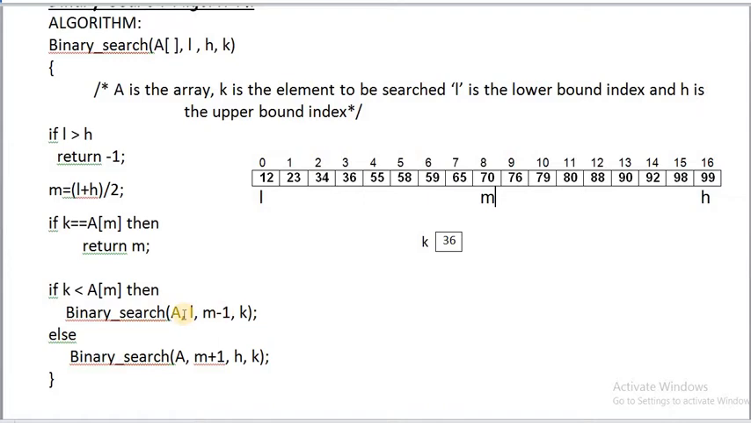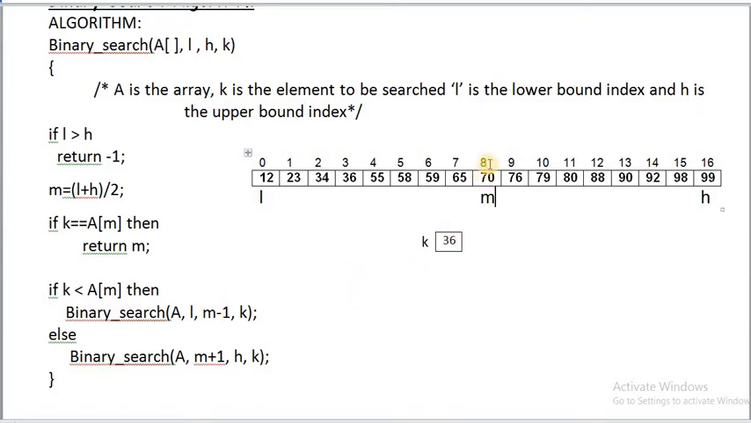The same array is passed to the function. At the time of passing an array, we simply write the array name, but at the time of receiving we have to write empty brackets. The L value 0 is passed directly to L again, and M minus 1 is passed for H. Because H was 16, this time we have to pass M minus 1.